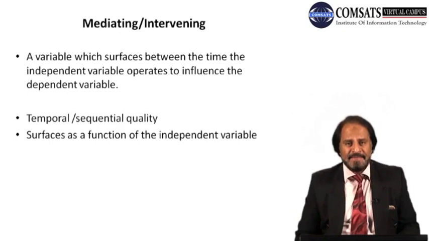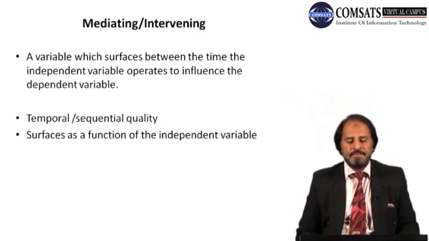Okay, so once we have looked at the moderating variable, there's another type of variable which is called the mediating variable or the intervening variable. Some texts use the word mediating and some texts use intervening variable. This is the fourth type of general variable which is usually considered in a model or a theoretical framework in research.